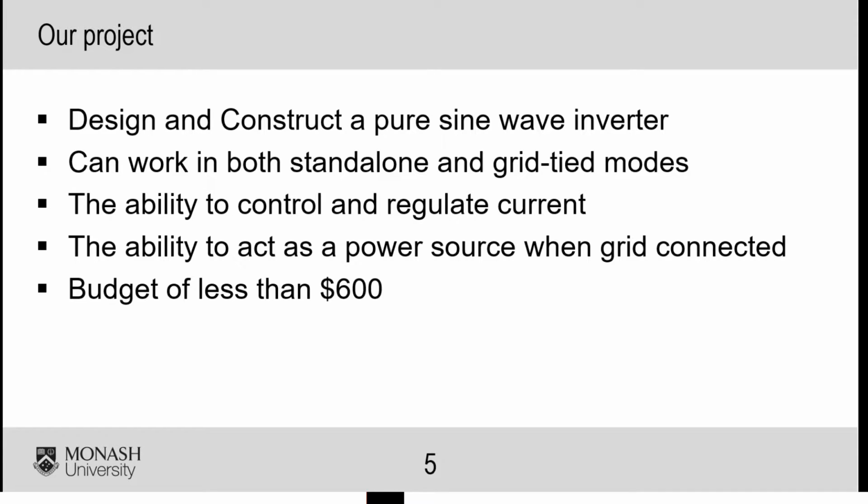The goal of our project is to design and construct a pulse width modulation inverter to be used in the high power lab. Our inverter can work in both standalone and grid tie modes. It also has the ability to control and regulate the output current. One special aspect of our inverter is that it uses components available from an electronic shop with a budget of less than $600.